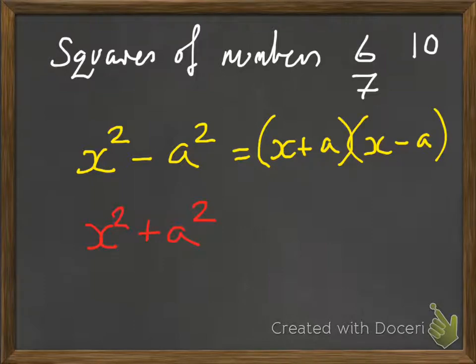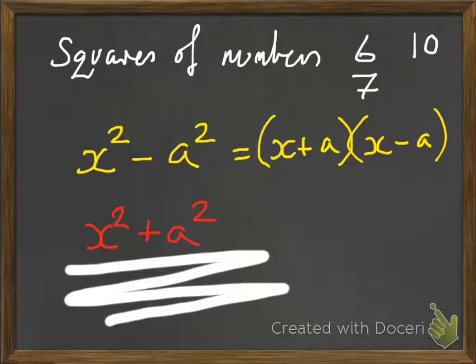But here's a small health warning, everybody. If you see x squared plus a squared, you cannot apply the difference of two squares. So I stress again, if you see the plus here rather than the minus, you cannot apply the difference of two squares. Okay?